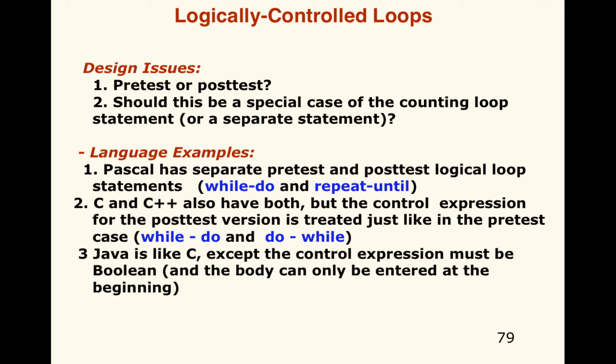So some design considerations. Are you going to allow a pretest or a post-test or both? The C language actually provides for both. You can test before you run the loop, or you can test after. Should this be a special case of the counter-controlled loop or a separate construct? You can create a for without a condition to make it a logical loop, and inside of the loop change the value. You can make a for act like a do while.